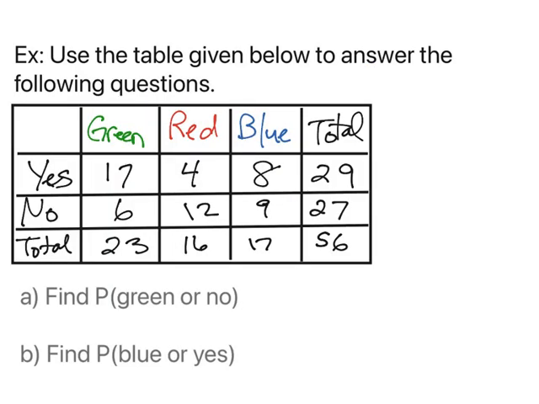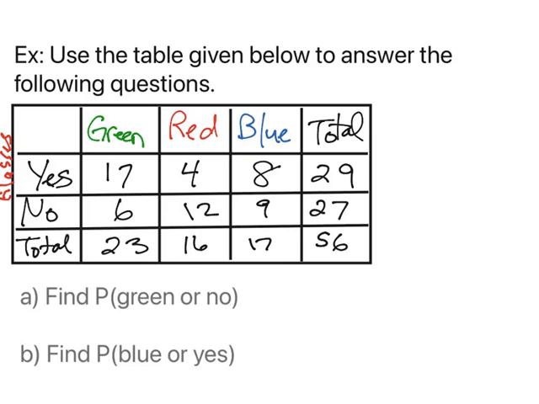So we have, I shouldn't say again, different video, but we have students wearing glasses, yes or no? And what color shirt are they wearing? Green, red, or blue? Okay, so first let's find the probability of green or no. Now, the big thing with a table when you're playing with the or is you've got to think about what you're asking.